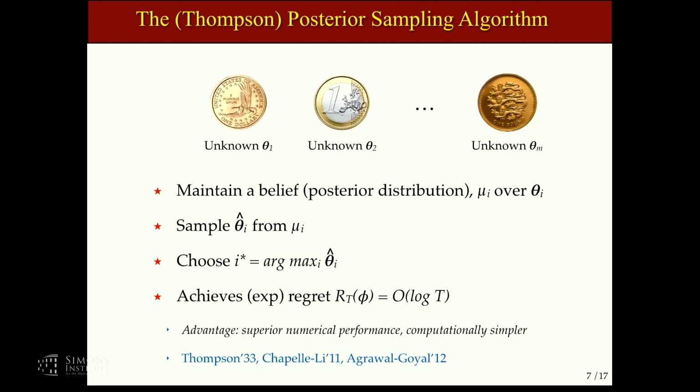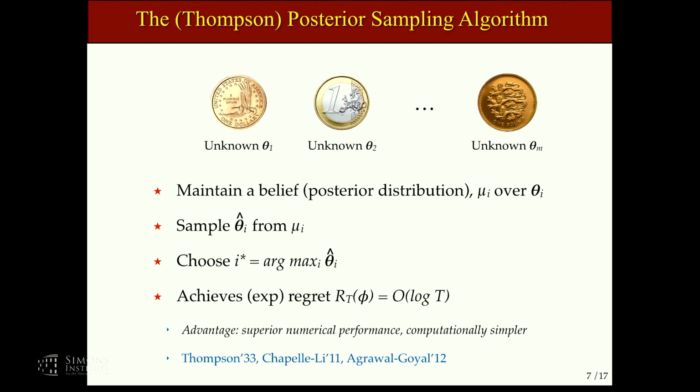Now the other thing that's happening here is that it may not be apparent when you look at the simple two-armed bandit problem, but when you try to generalize UCB type algorithms, you have to do a lot of computation. So you have to, every instant of time, solve an optimization problem. But here, there is no optimization problem that you're solving. All you're doing is just sampling. So computationally, it is better. It has superior numerical performance, and it is computationally simpler.